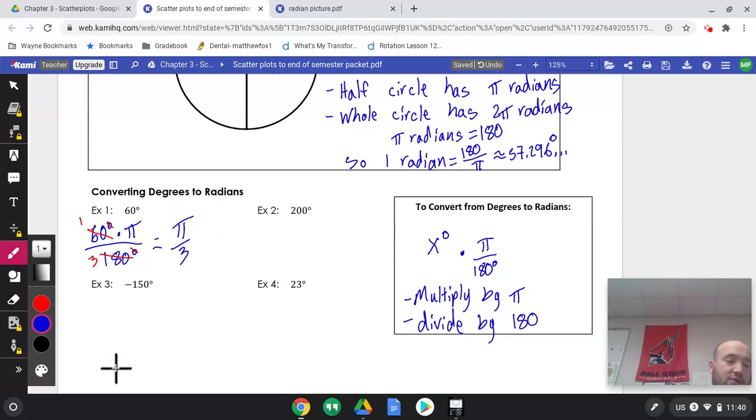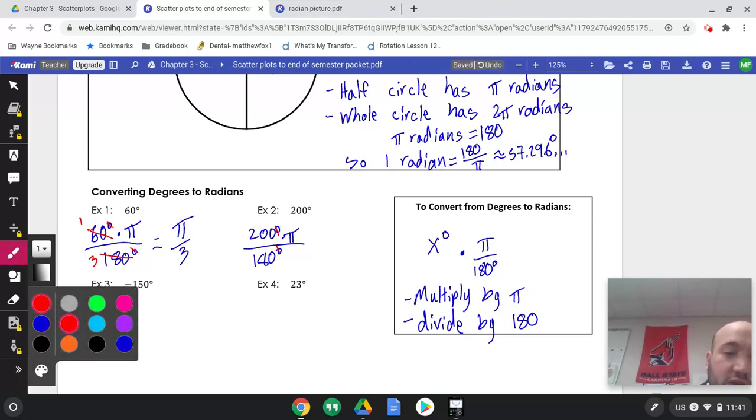Now this next one, 200. Once again, we'll take 200 degrees times pi divided by 180 degrees. So degrees cancel. You can cancel that 0, that 0. 20 divided by 18. We know that 2 goes into 20 10 times, and 2 goes into 18 9 times. And we're left with 10 pi divided by 9.